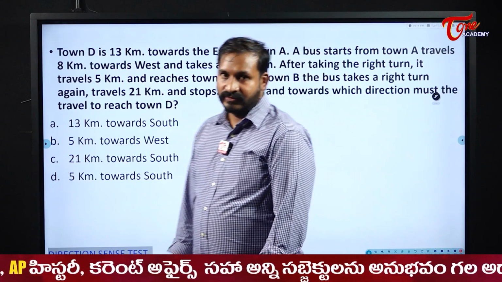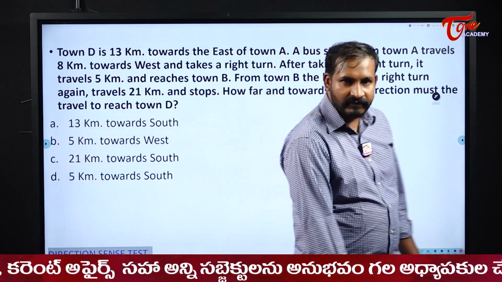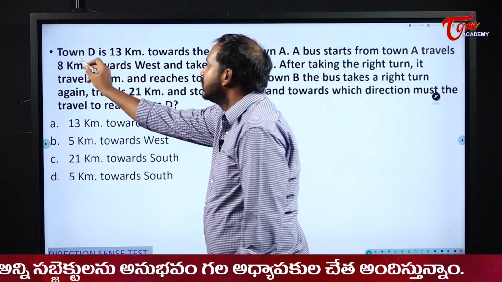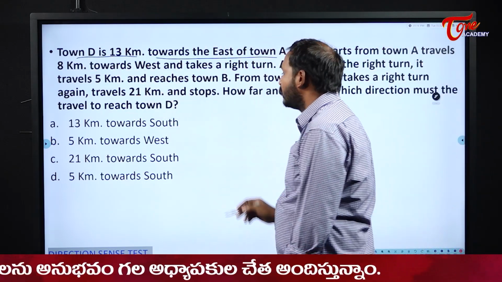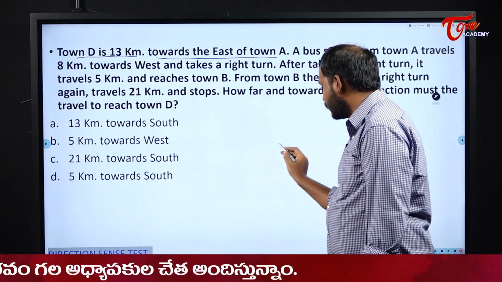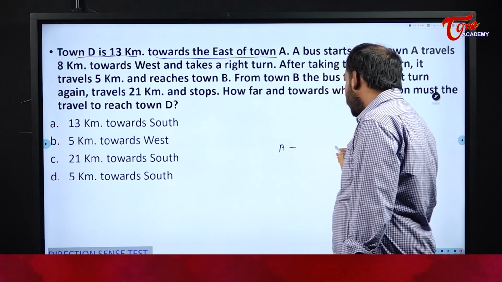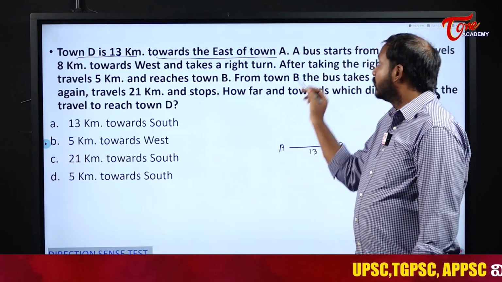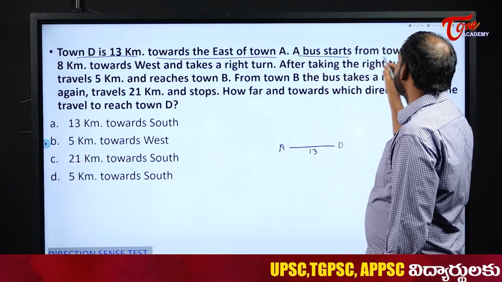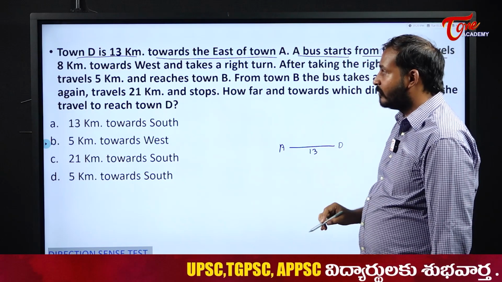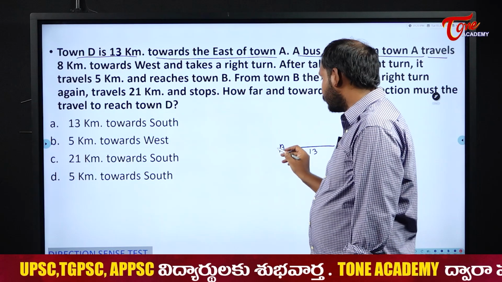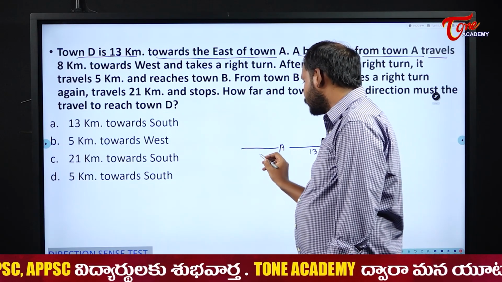Now, the next one. Everyone, pause the video and try to solve. Town D is 13 kilometers towards east of town A. If I have town A here, town D is 13 kilometers from town A. A bus starts from town A and travels 8 kilometers towards its west.